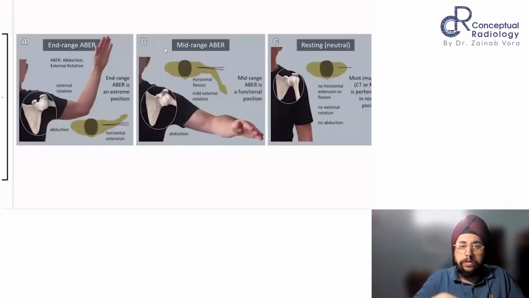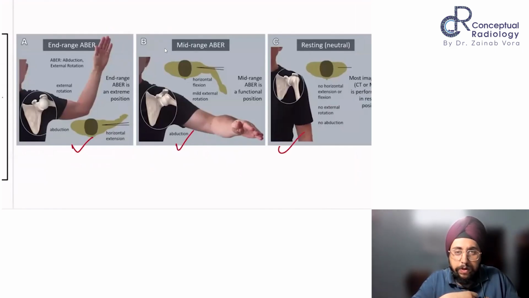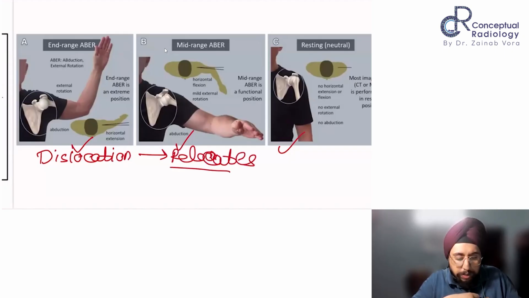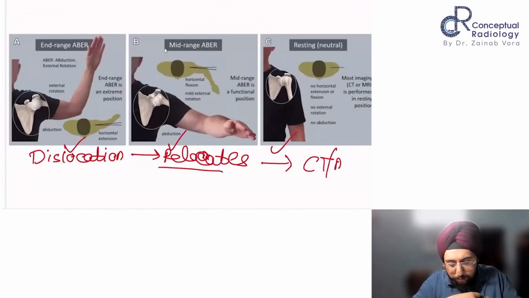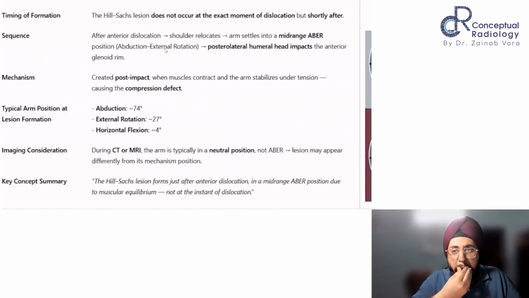So this is the end range or extreme ABER position, the first one. This is your mid range, and this is your resting position. The dislocation occurs in your extreme ABER position, when the shoulder relocates. That is your mid range ABER position, and when you perform the CT or MRI, you perform it in the resting or neutral position. So timing of formation, I hope you've understood. It occurs not at the exact moment of dislocation, but shortly afterwards.